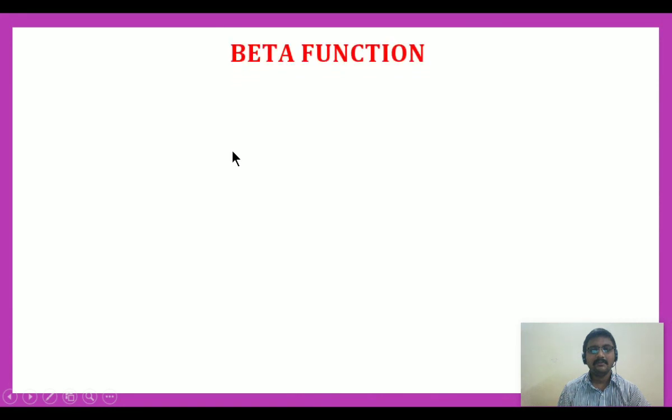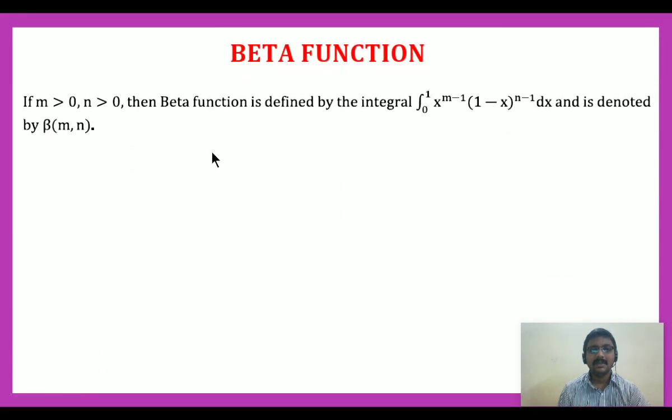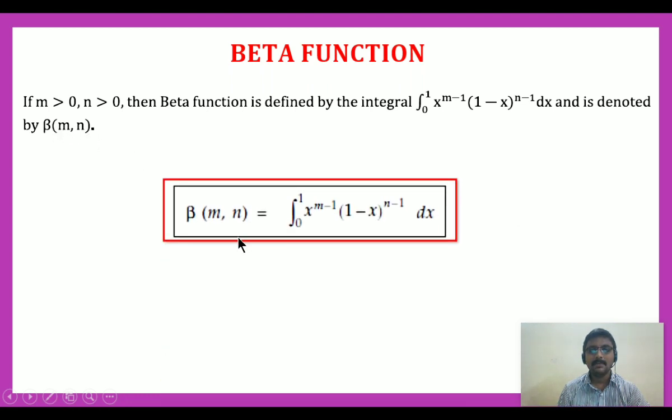Definition of beta function. If m and n are positive numbers, then the beta function is defined by the integral of 0 to 1 x^(m-1) (1-x)^(n-1) dx, and is denoted with beta of m comma n. So that is, beta of m, n is the integral of 0 to 1 x^(m-1) (1-x)^(n-1) dx.